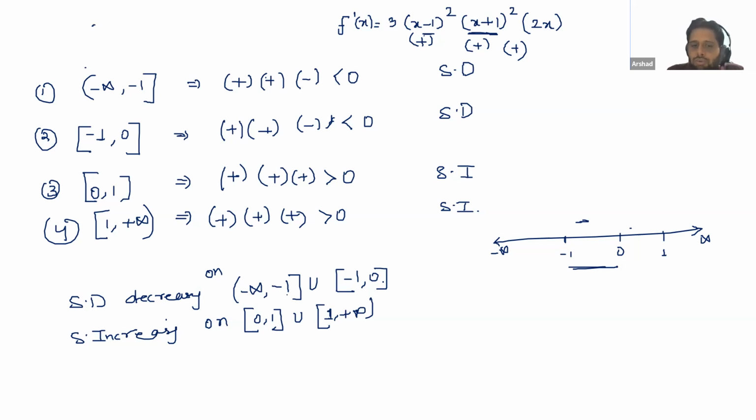So please use union if you have two, three intervals. So what does union do? I hope you remember the property. It combines both the results.